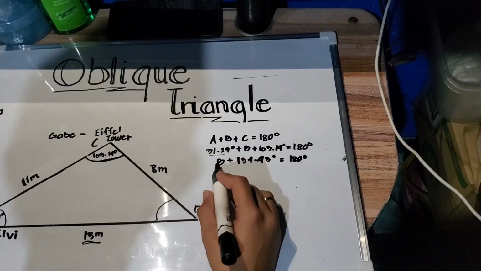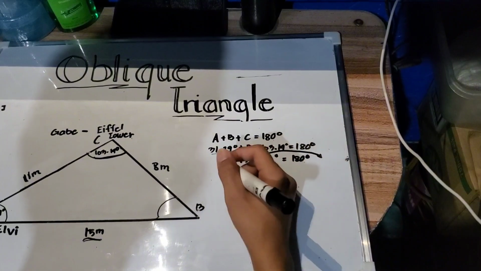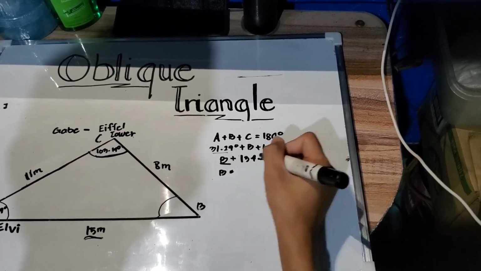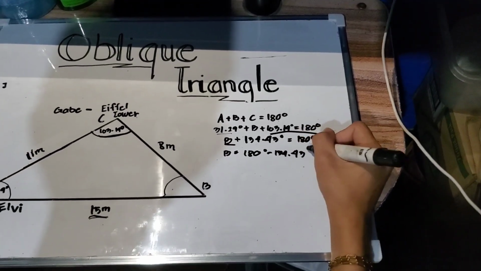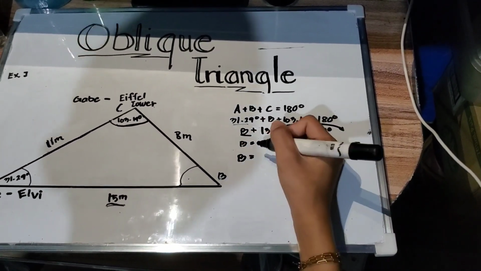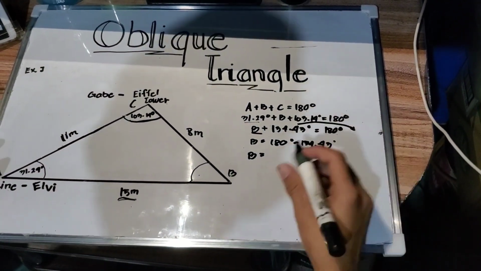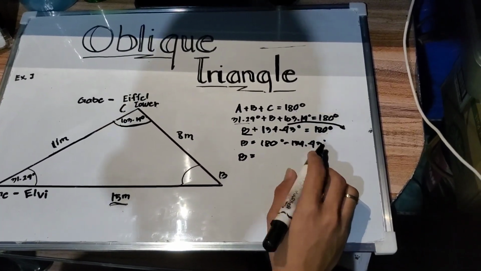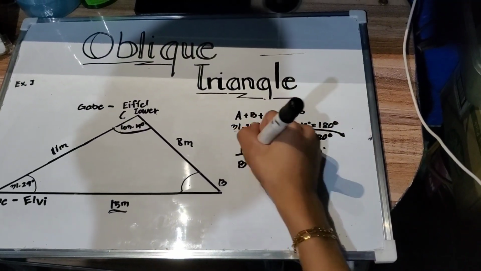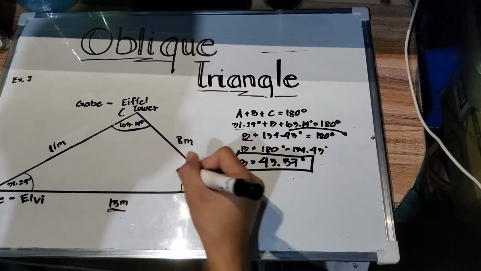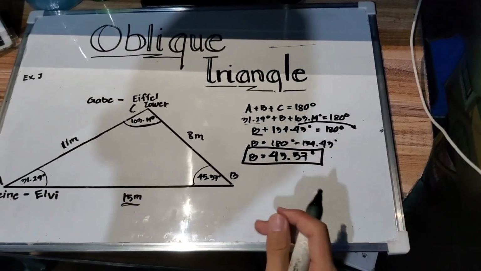Since we're looking for the value of angle B, we need to transpose this to the right side of 180 degrees. So we're going to have B is equal to 180 degrees minus 134.43 degrees. If we subtract 134.43 degrees from 180, we're going to achieve the value of 45.57 degrees. And that is our third and last angle, 45.57 degrees. And that is our example number 1 for oblique triangle.